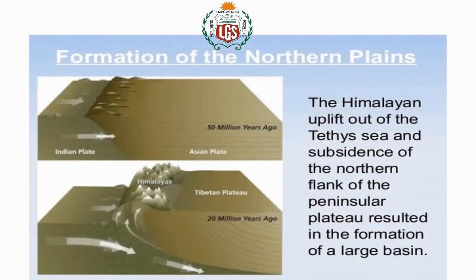Children, you must be wondering how the North Indian Plains are formed. In ninth standard, you have studied about mountain building and the Rift Valley, the fold mountains, block mountains, Rift Valley. Again, this formation of plain is a part of that process only. When the Himalayas uplifted from the Tethys Sea, what happened? The peninsular plateau subsided. Now, due to the subsidence of the northern part of the peninsular plateau, a large basin was created.